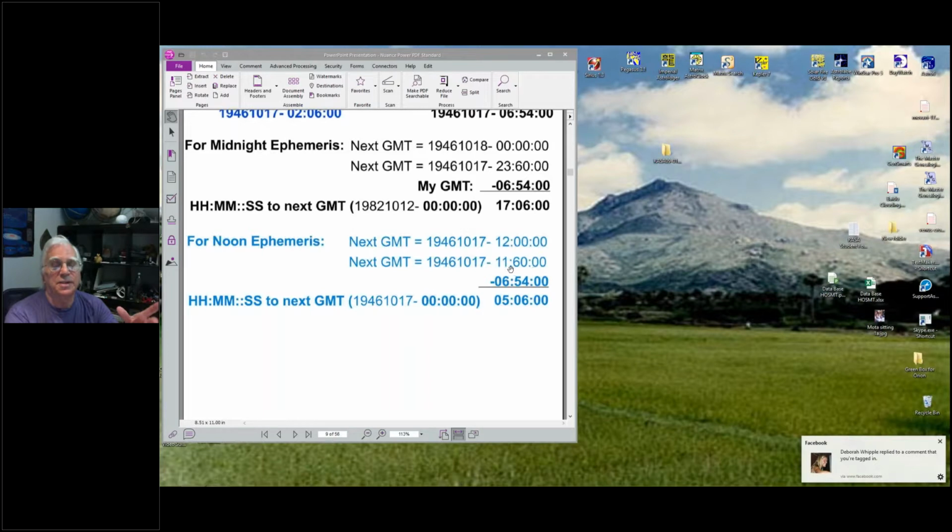I change it to 1160, 11 hours, 60 minutes, same thing as noon. So I could subtract the 654 of Greenwich Mean Time, and that was 506. So I'm 5 hours and 6 minutes away from the next noon. Okay, this is our first step: how many hours and minutes to the next ephemeris listing, next noon or next midnight?